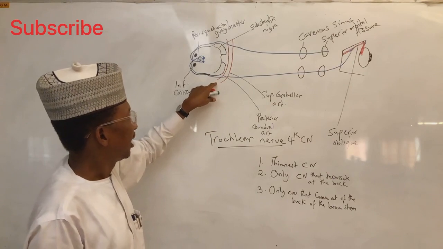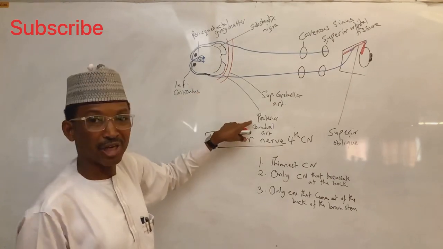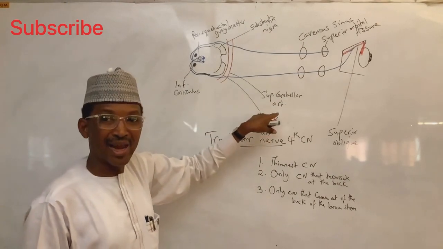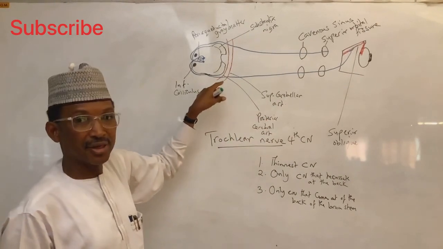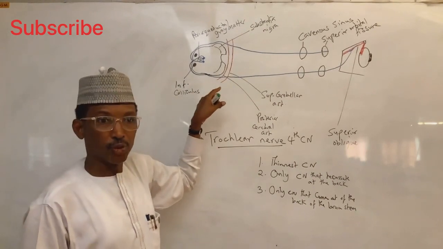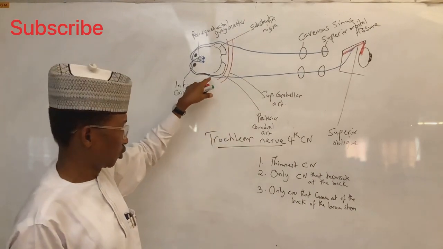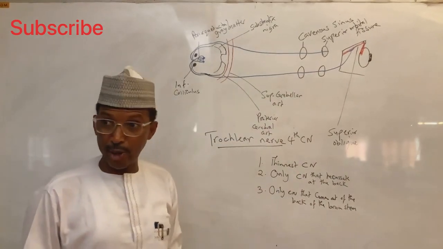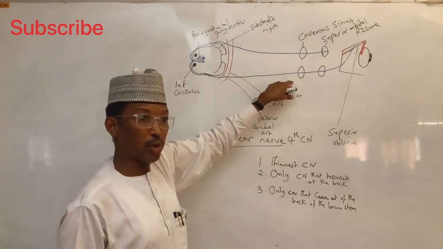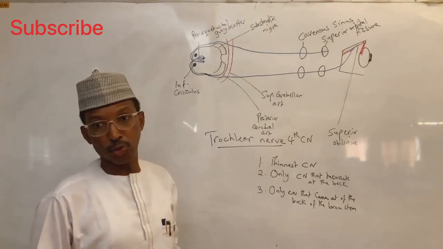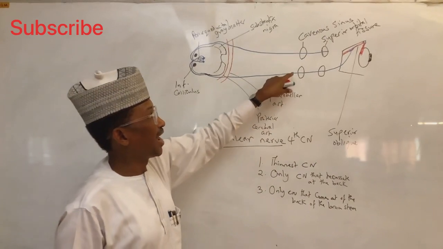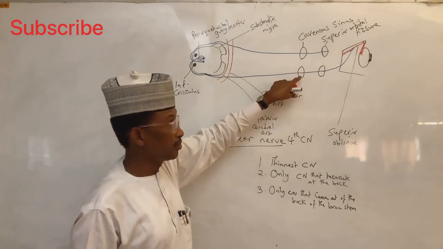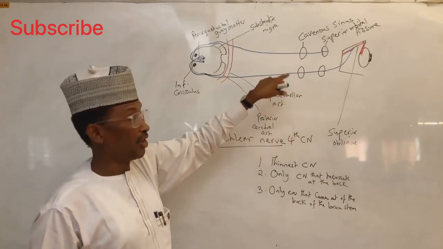The artery above is what we call the posterior cerebral artery. The other one below is what we call the superior cerebellar artery. So this nerve is sandwiched between these two arteries, similar to the way the oculomotor is also sandwiched. Each of these nerves passes through the cavernous sinus, similar to the oculomotor nerve. The oculomotor nerve lies above the trochlear nerve, so the trochlear nerve lies below the oculomotor nerve within the cavernous sinus.